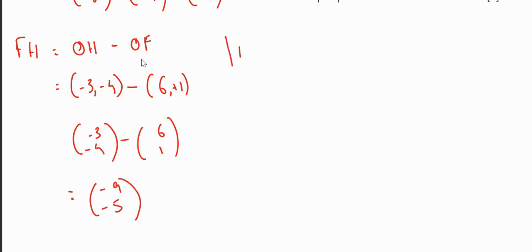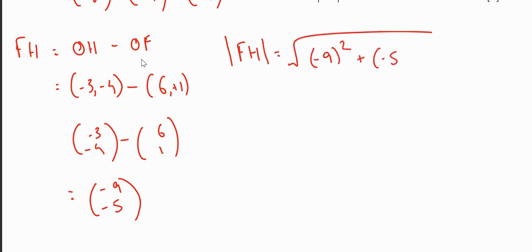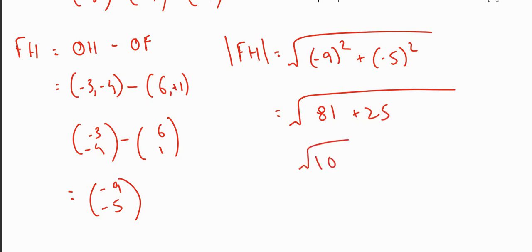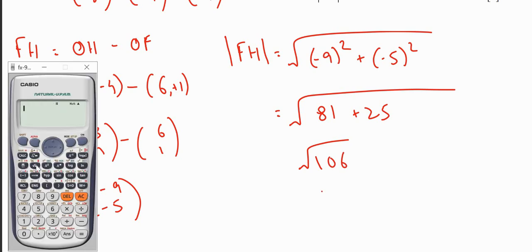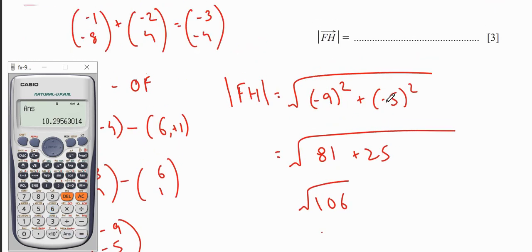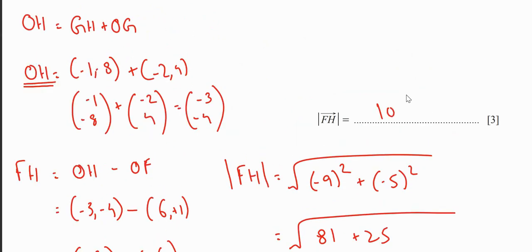Now in order to find FH, you will do this: (-9) square plus (-5) square. So it becomes 9 multiplied by 9, 81, plus 25. So 81 plus 25, that's under root 106. So if you do under root 106, you will get 10.29, which is 10.3.